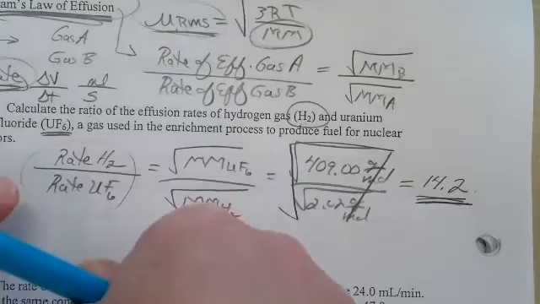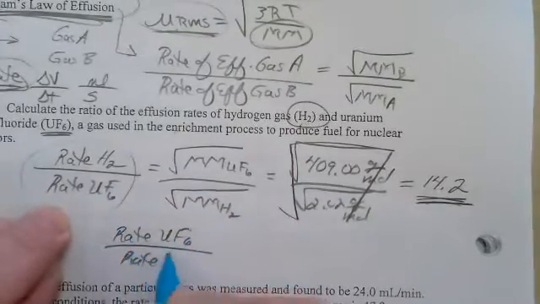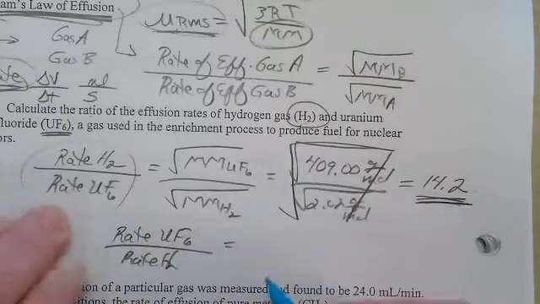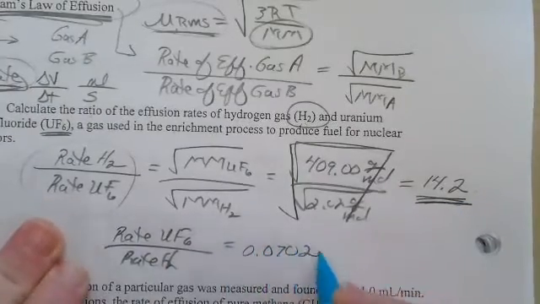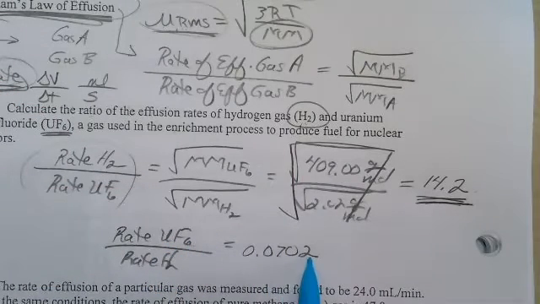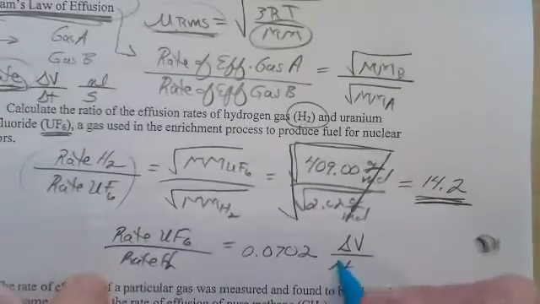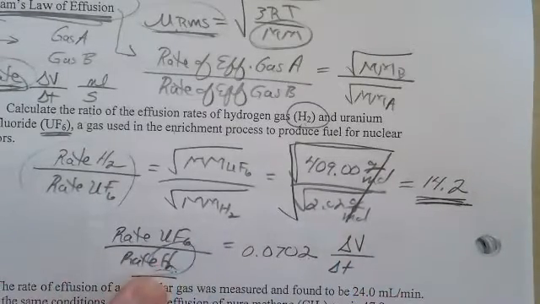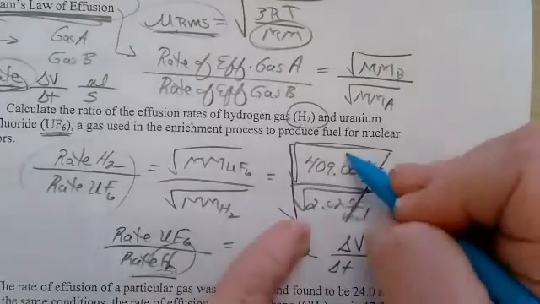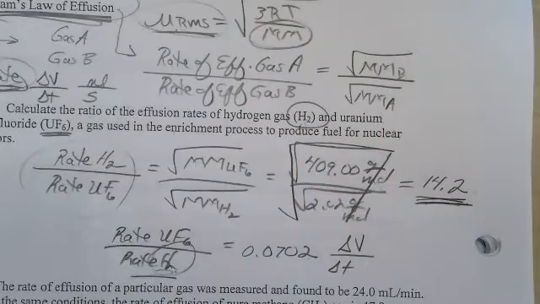Now, if you did the rate of uranium hexafluoride over the rate of hydrogen, it of course would be the inverse, which our answer would be 0.0702, which means uranium hexafluoride effuses 0.0702 times as fast. And so it's slower, if you will, or a much less change in volume per the same unit of time that the hydrogen would. All right, so a difference in molar mass makes a different effusion rate.